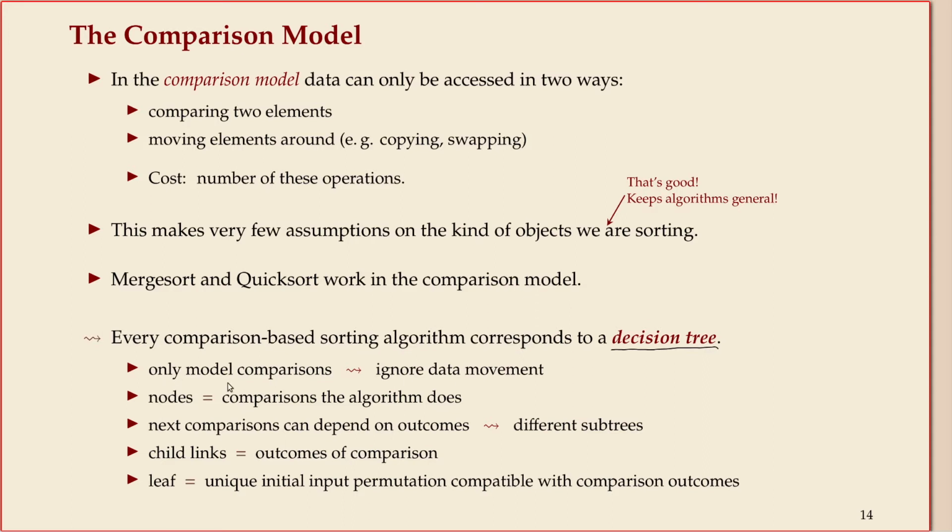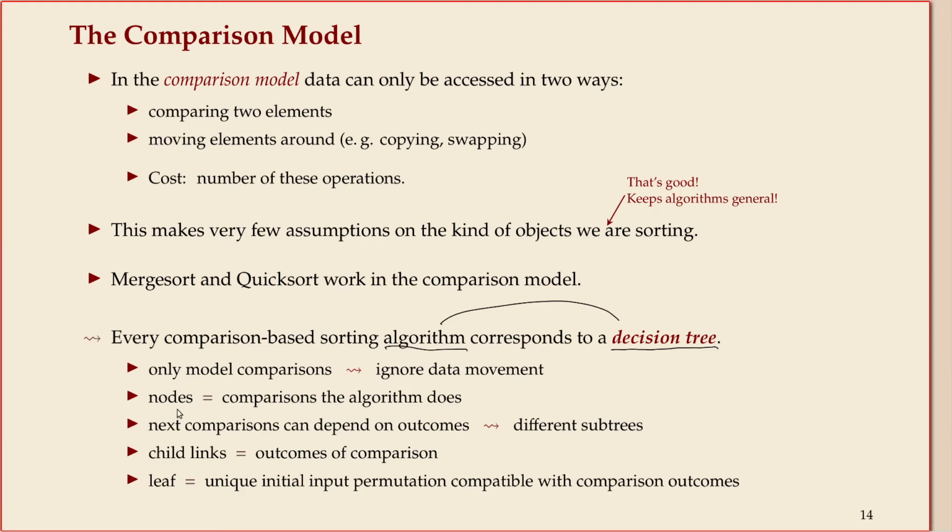We only model the comparisons that our algorithm does. So remember, one decision tree means one algorithm. There's a one-to-one correspondence between these. So we model only the comparisons. We ignore the data movement. The actual algorithm has to swap elements around. The decision tree completely ignores this.